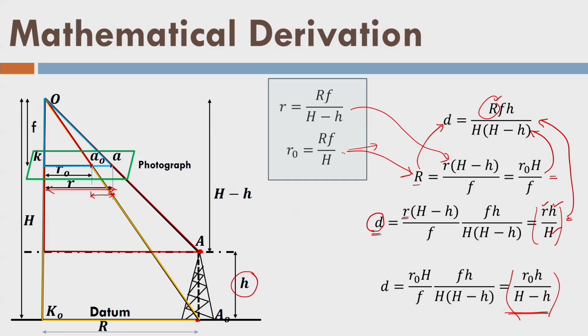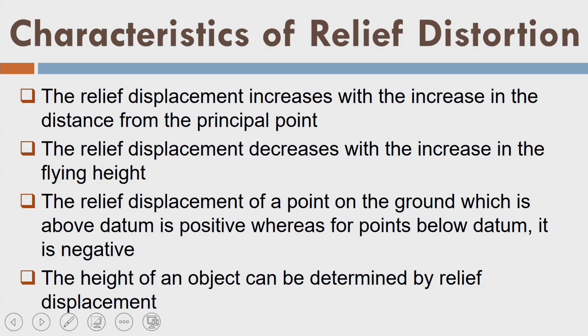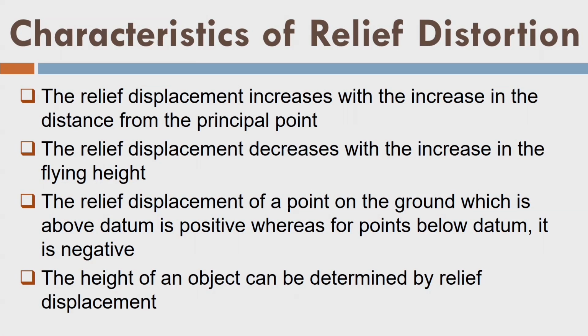So, that means even if you measure the R0, which is the distance of the image point A0 from the principal point, and A0 is nothing but the image of the bottom of the tower or bottom of a building, you can measure the displacement of the image of a point A because of its height above it, and that is what we call relief displacement on a vertical photograph.